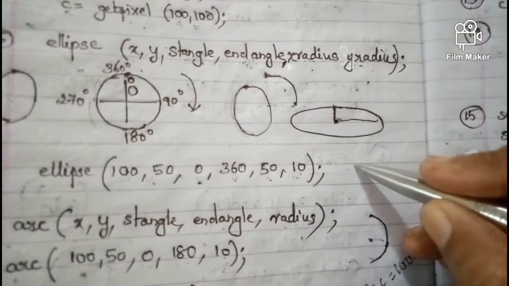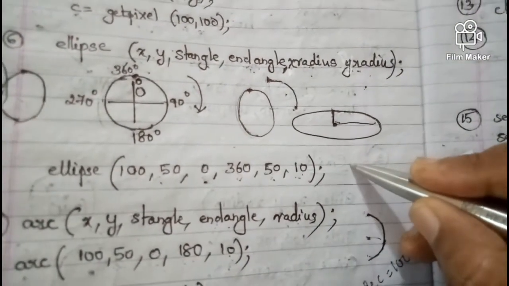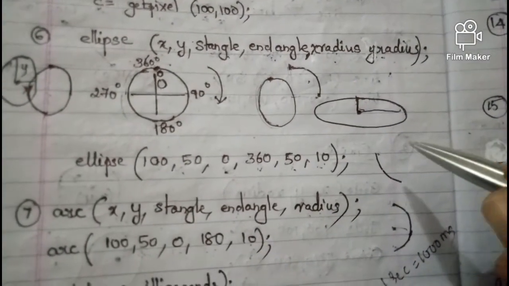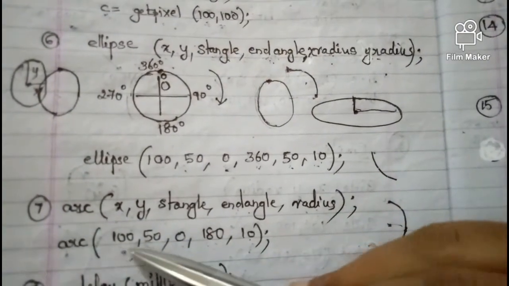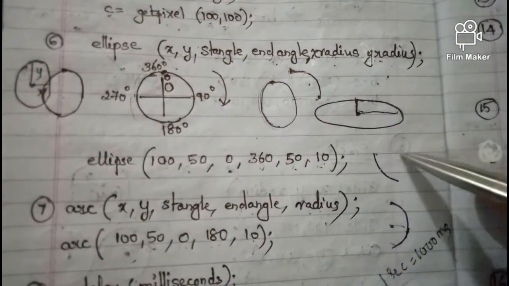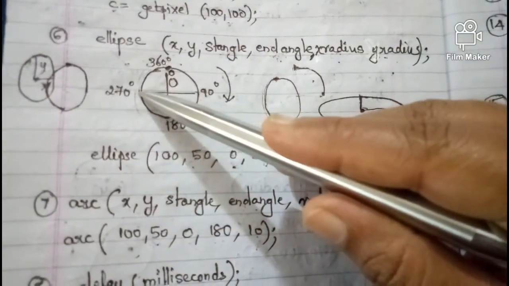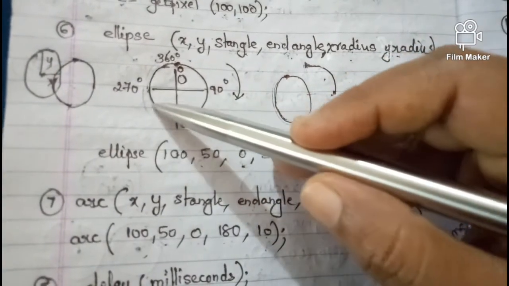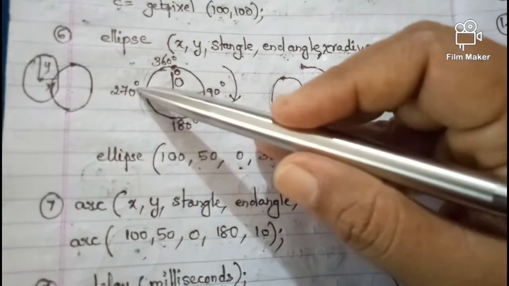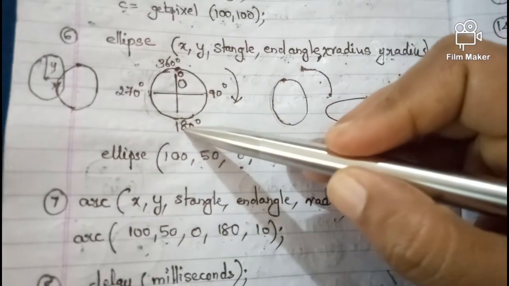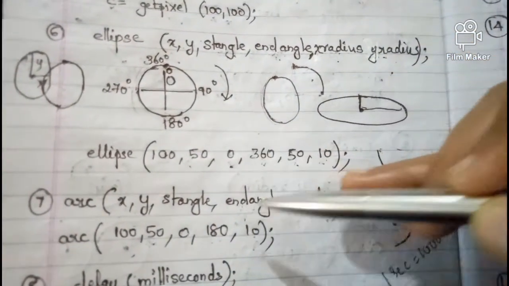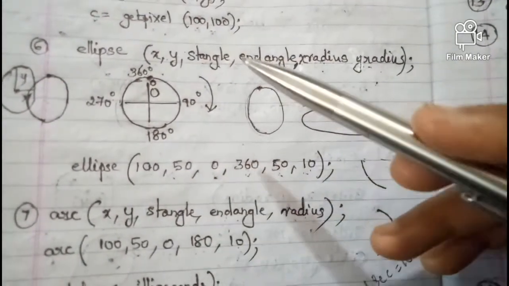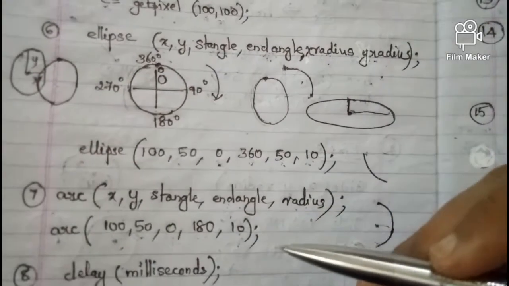What if I want an arc like this? This is the arc I want. Then I will write arc 150, started at this position. That means I can say started at 270 and ended at this position, that is this. So this is the arc I want. So I can say start angle as 270 and end angle as 180. Radius is of my choice. I can give any radius. So in this way, we can use arc and ellipse functions to draw different primitive shapes.